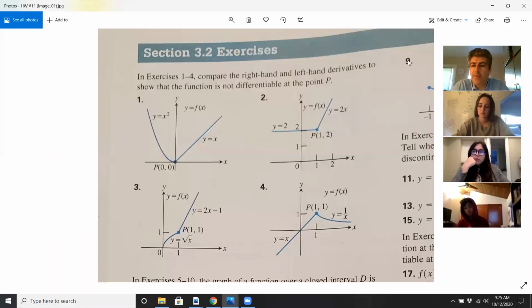Okay, now we're recording homework review for Monday, October 12th. Homework number 11. We had section 3.2 problem sets, 1 through 16 all.